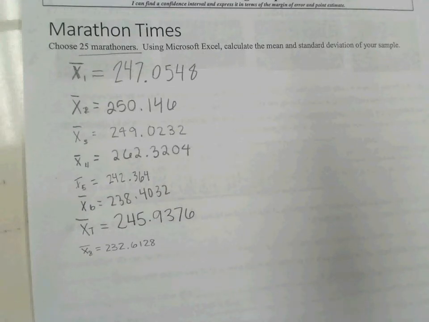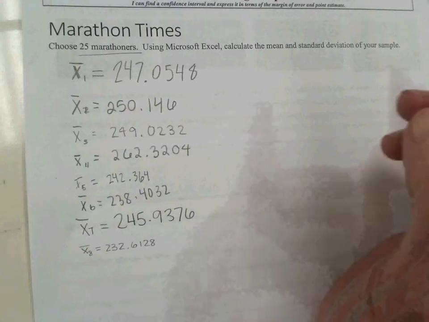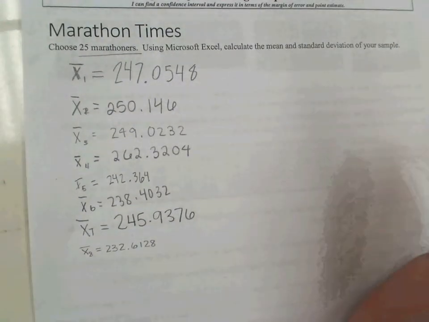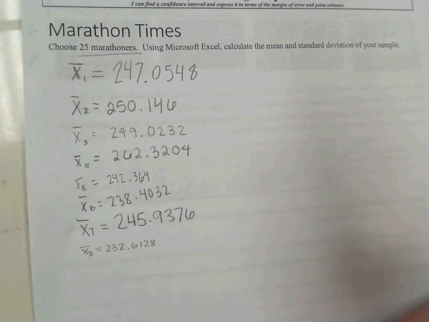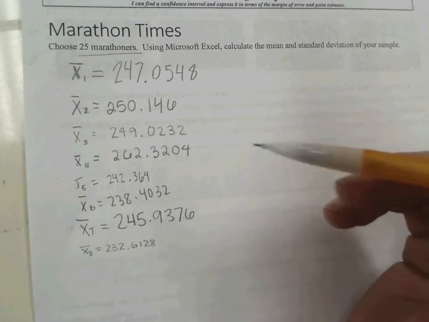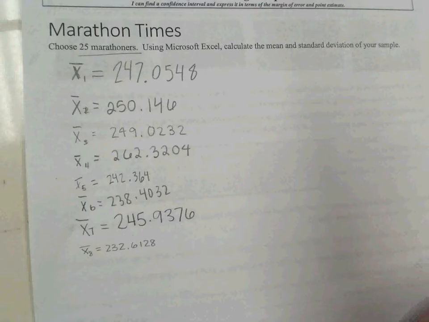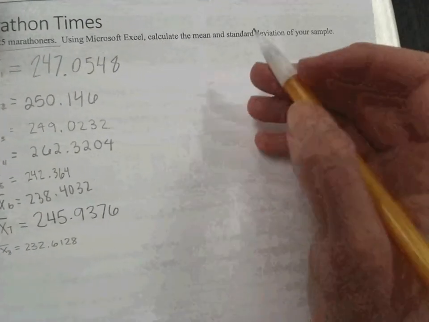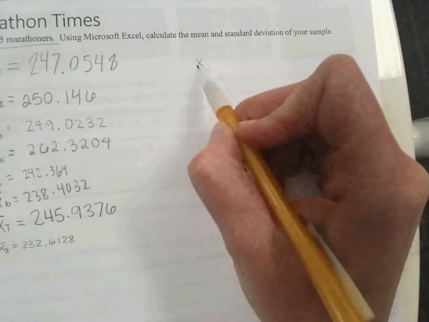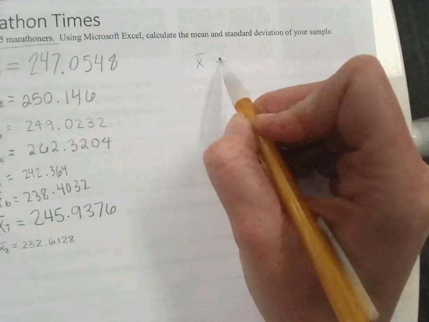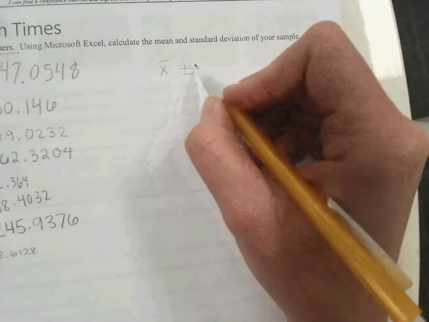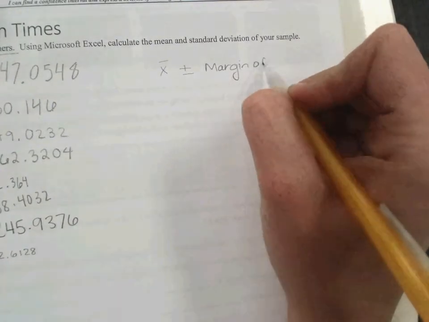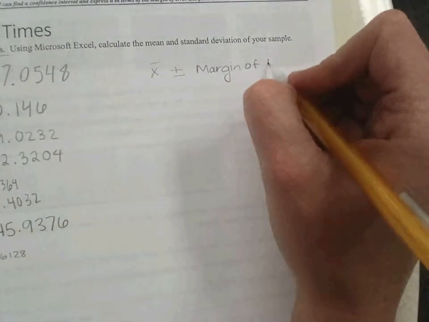One way I'm going to show you today to estimate the population mean is to create what are called confidence intervals. Okay? And what a confidence interval is, basically, a mean plus or minus what's called the margin of error.